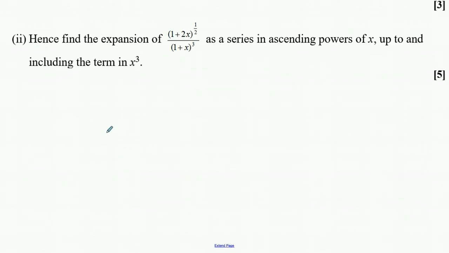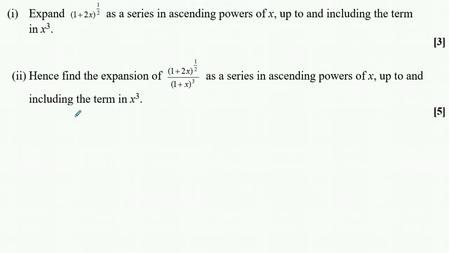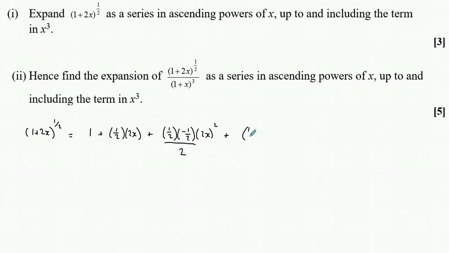So, expansion of 1 plus 2x to the power of a half, up to and including the x cubed term. That's going to be 1 plus n, which is a half, times x, which is 2x, plus n times n minus 1 times 2x all squared over 2, and then a half times minus a half times minus 3 over 2 times 2x cubed all over 3 factorial, which is 3 times 2.